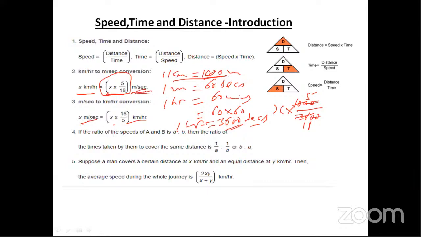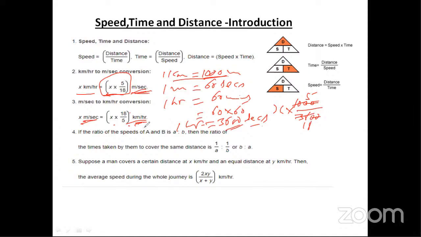Same way, if we want to convert meter per second to kilometer per hour, we do the reverse. That is, we multiply the value by 18 by 5. That's what we will do. All right.